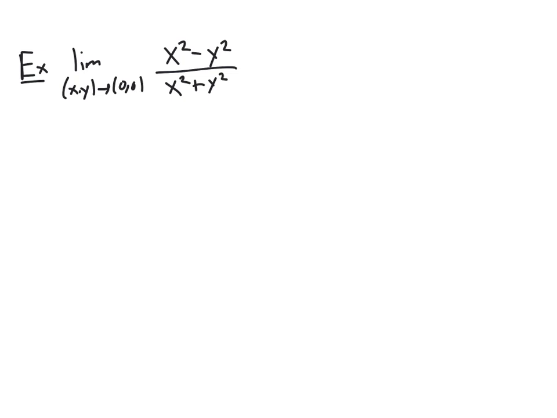The numerator does factor as a difference of squares. It'll be x minus y and x plus y, but the denominator doesn't factor. It's a sum of two squares, which never factors. And so we can't factor and cancel anything out like that. And there's just really no nice algebraic way to approach this problem.